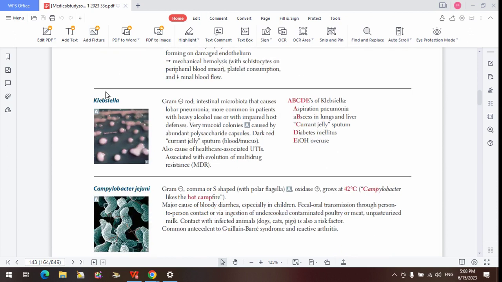So the next one, for the list of the lactose fermenting organisms, is Klebsiella. Klebsiella can ferment lactose just like E. coli. It's a gram-negative rod. It's one of those commensals.